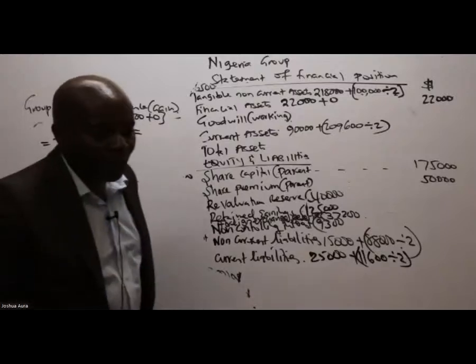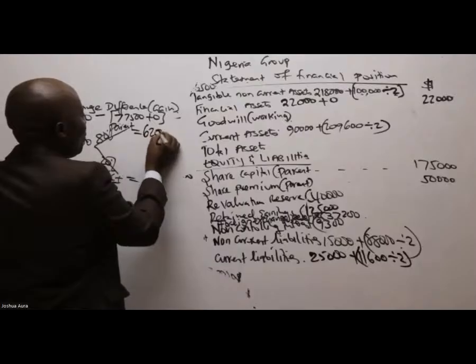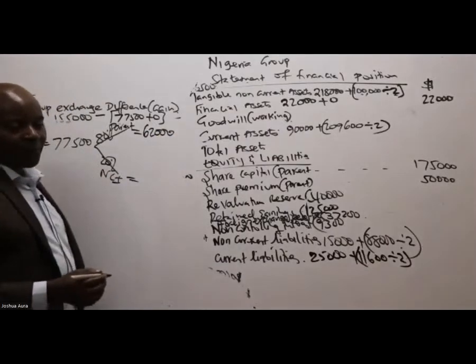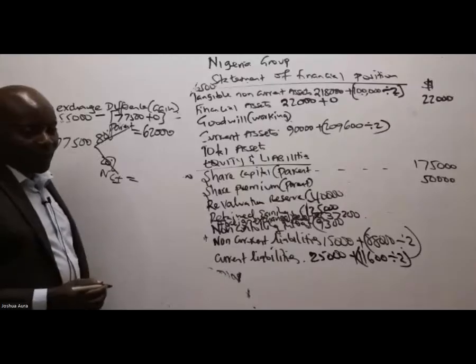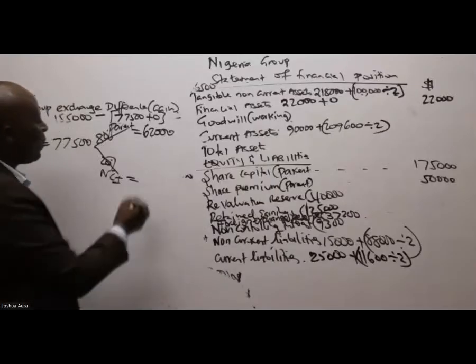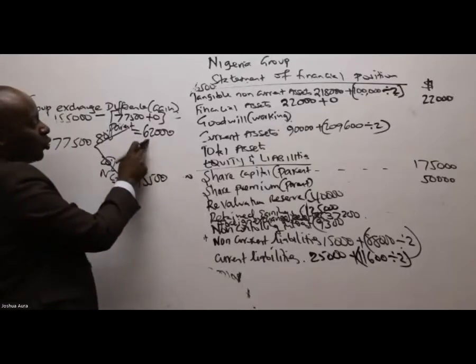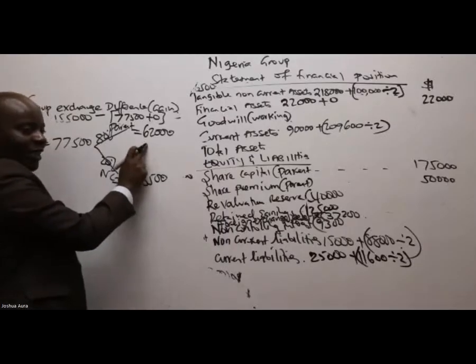So we have Nimrod telling me that should be 62,000 here. Thank you very much. How about NCI? NCI is 15,500. Remember, this will not go to the group retained earnings. This will go to the foreign currency reserve.